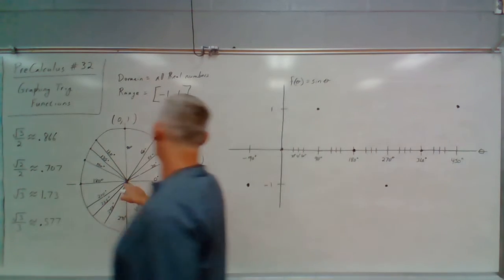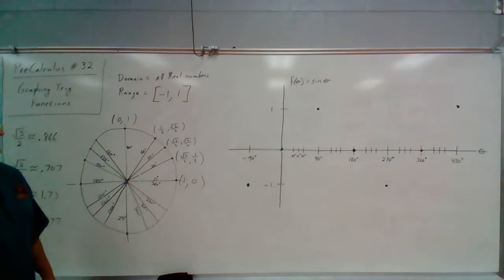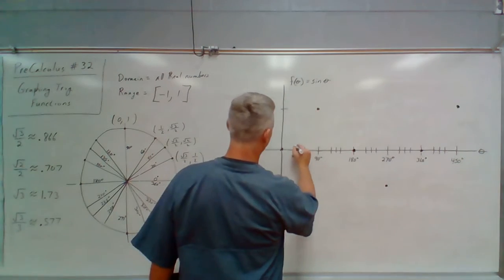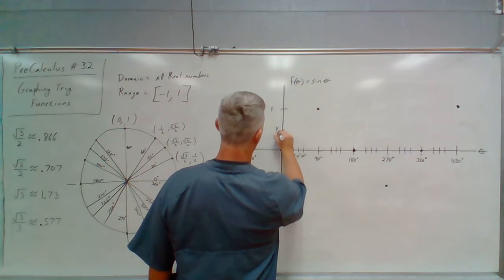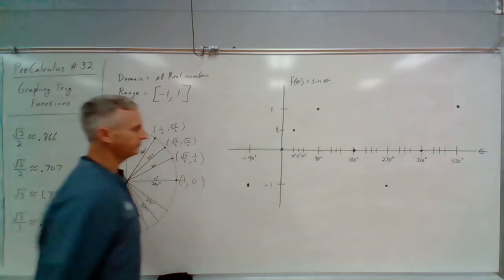Okay, so we look at our circle. Here's 30 degrees. The y value is 1/2. So if I plug in a 30, I get 1/2 right here.